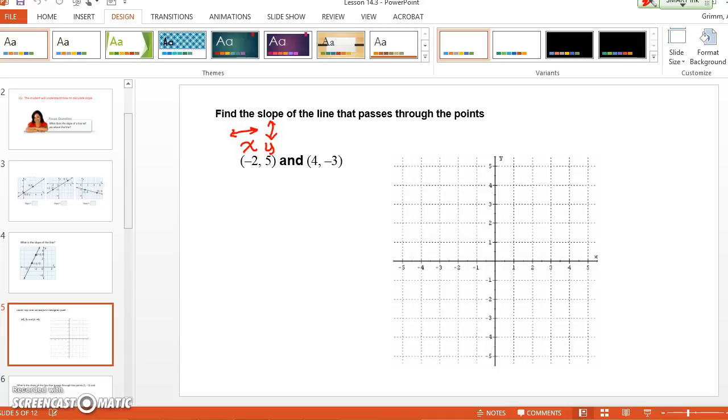So we're going to go over -2, and then after we go over -2, we're going to go up 5: 1, 2, 3, 4, 5. There will be my dot. Okay, my second point. I'm going to go over +4: 1, 2, 3, 4, and then I'm going to go down 3: 1, 2, 3. And there's that point. To the best of my ability, I'm going to draw in a straight line, not a line segment, and I'm going to put arrows because this line goes on forever. And then I'm going to calculate its slope.